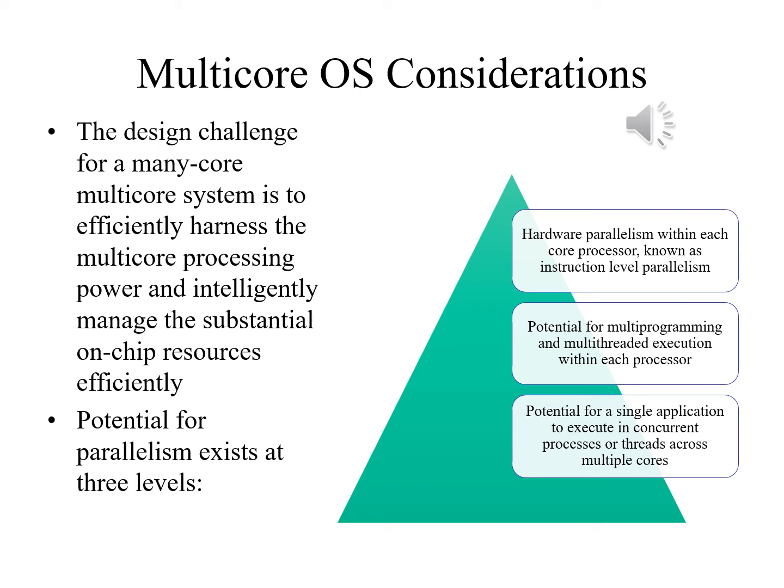Second, there is the potential for multi-programming and multi-threaded execution within each processor. Finally, there is the potential for a single application to execute in concurrent processes or threads across multiple cores. Without strong and effective operating system support for the last 2 types of parallelism just mentioned, hardware resources will not be efficiently used. In essence, then, since the advent of multi-core technology, operating system designers have been struggling with the problem of how best to extract parallelism from computing workloads.